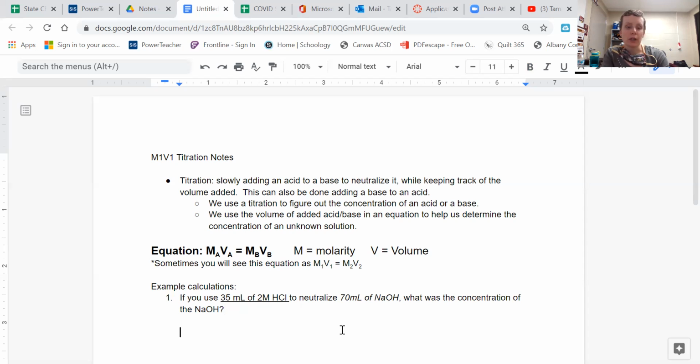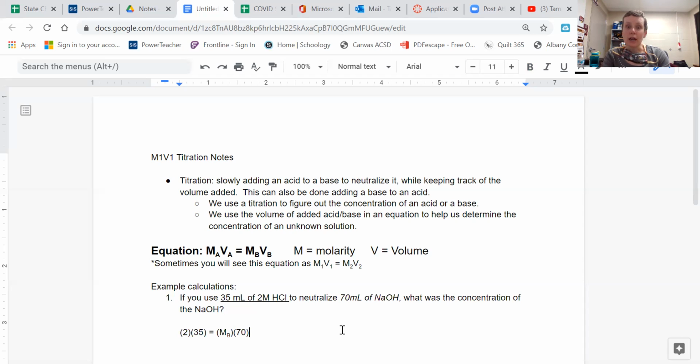All right, so here's how we're going to do this. Ma is the molarity of the acid. So that's 2 times Va, volume of the acid, which is 35, is going to equal Mb, which I don't know. That's the molarity of the base. I'm going to put that in parentheses just to keep it really clear, times Vb, which I do know is 70 milliliters.